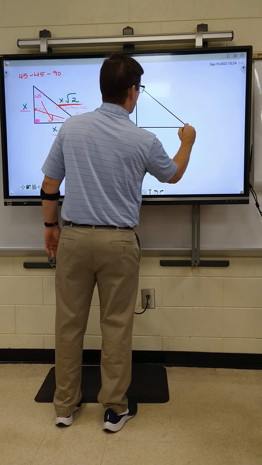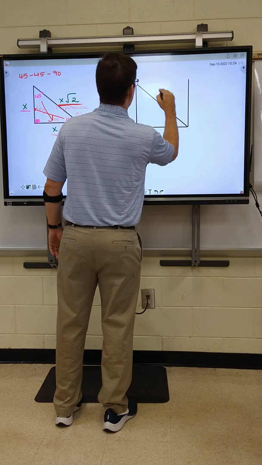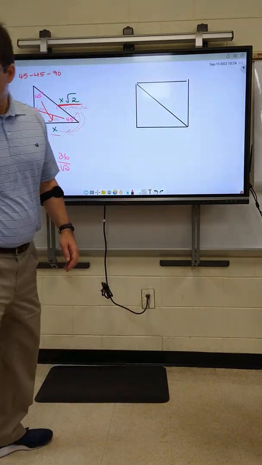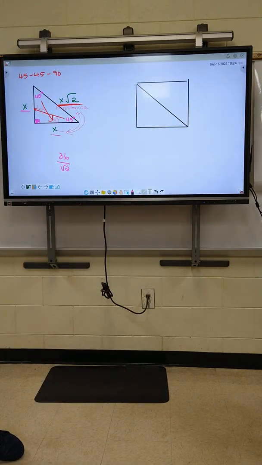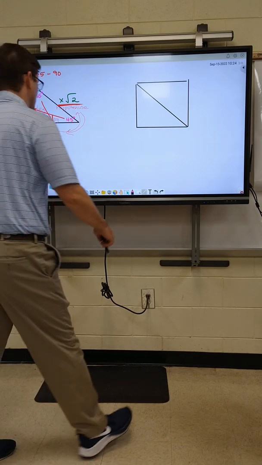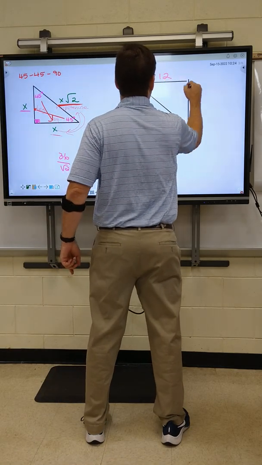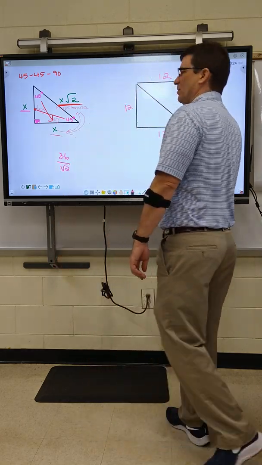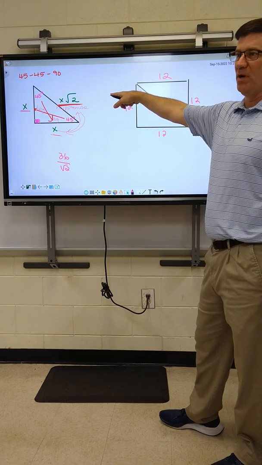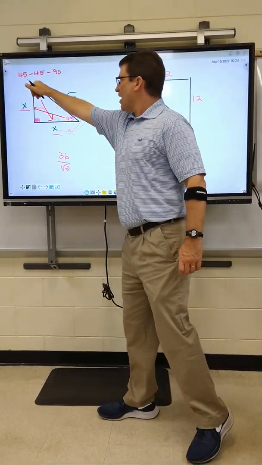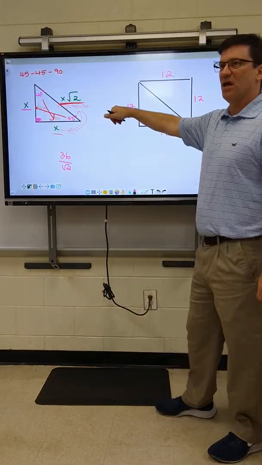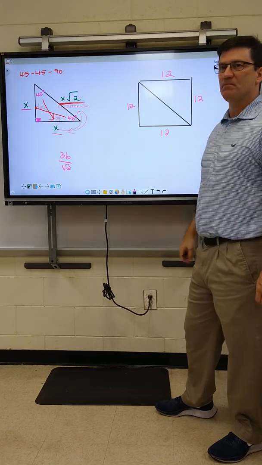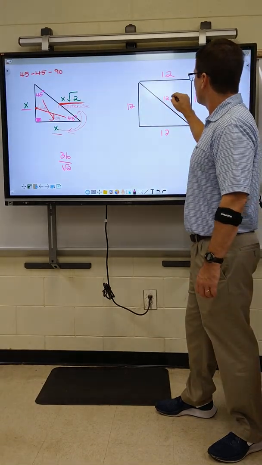Number 8. So the sides are 12 inches. Let me read it. It says you have to find the length of a diagonal of a square whose sides are 12 inches long. So Jason, this is 12, this is 12, all these are 12. They want you to find the diagonal. Well, can't we just use our formula to find the hypotenuse? So what's the diagonal gonna be? 12 root 2. Good, it's 12 root 2.